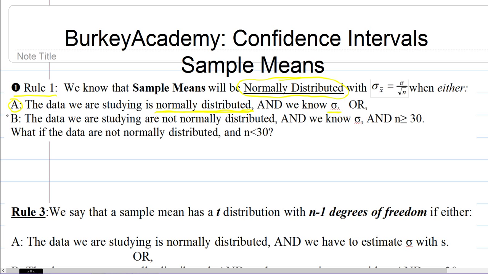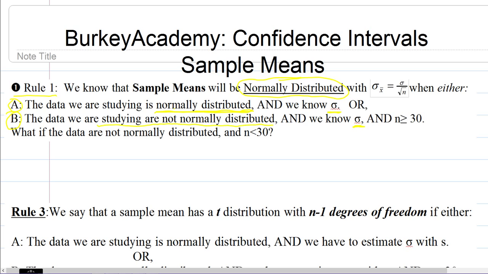All right, what if you're studying something that's not normally distributed? Income is not normally distributed. House prices are not normally distributed. Anything involving money is normally not normally distributed, and there are many other examples. If you're studying something that's not normally distributed but you know the population standard deviation, you can compensate for the fact that the data does not have a normal distribution.